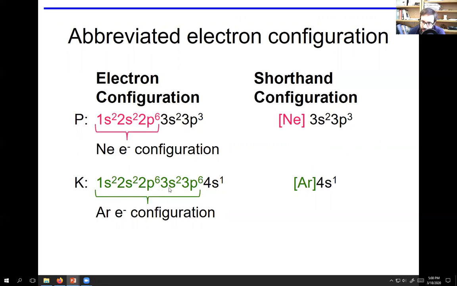Potassium's another example. 1s2, 2s2, 2p6, 3s2, 3p6, 4s1. Up to 3p6, that brought you to argon. That's a noble gas. Put bracket argon and just put 4s1. Saves you a whole lot of time, a whole lot of writing. So that's what we'll do. Of course, the exams are multiple choice, so you're not really doing a lot of writing anyway.